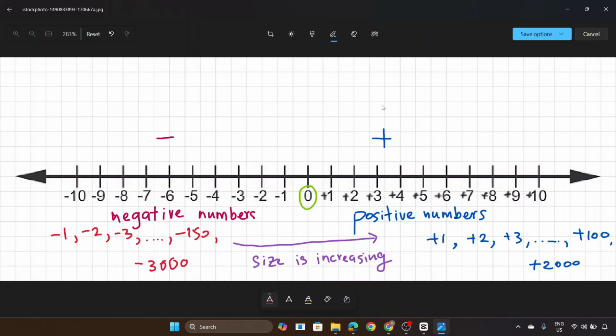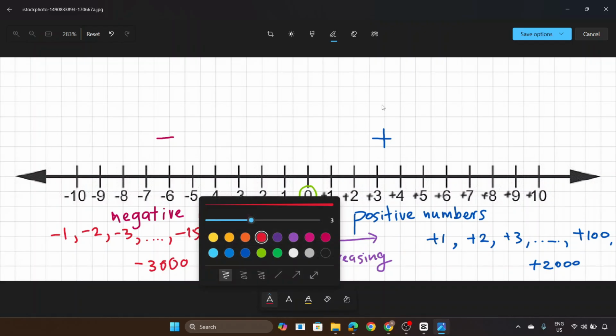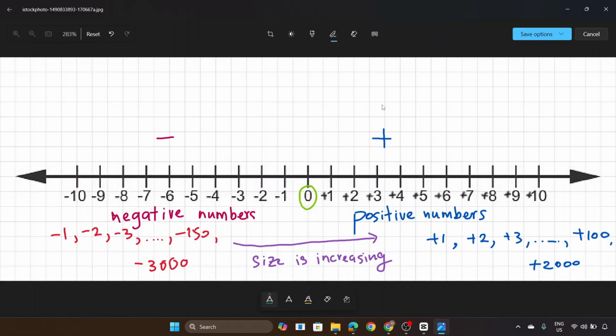Then what about this 0? Is it positive or is it negative? It is neither positive nor negative. 0 has no sign. Keep it in mind.